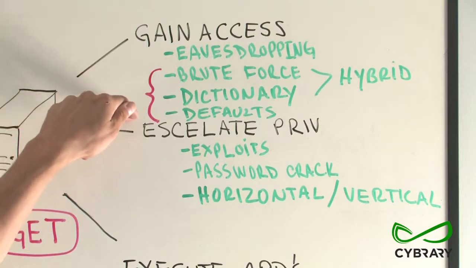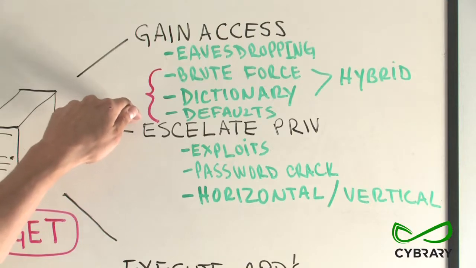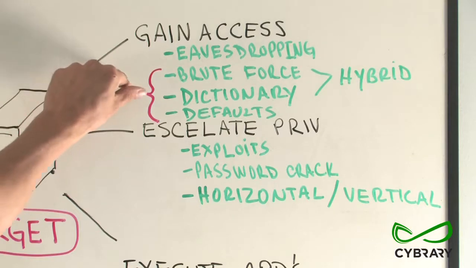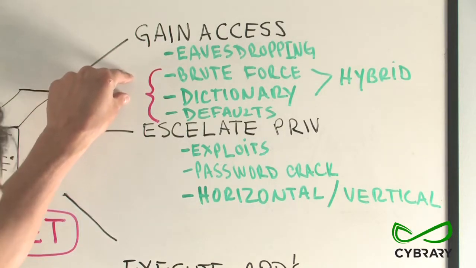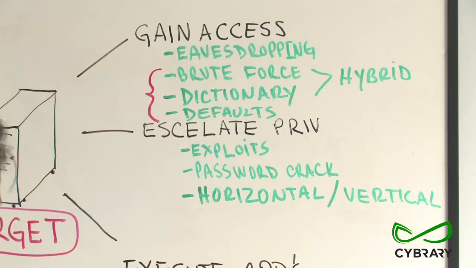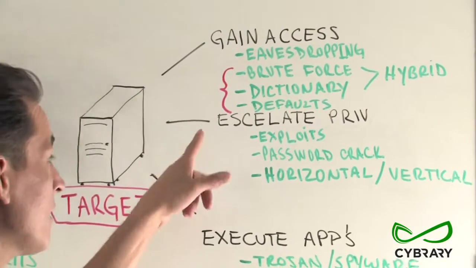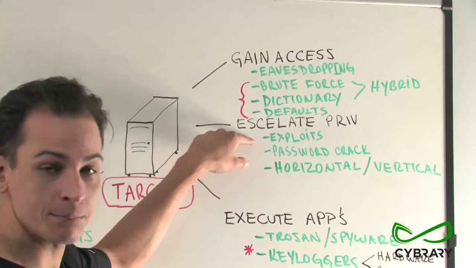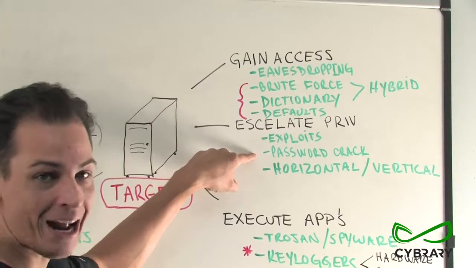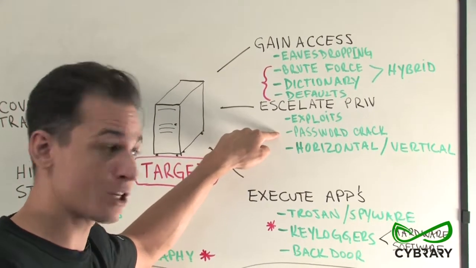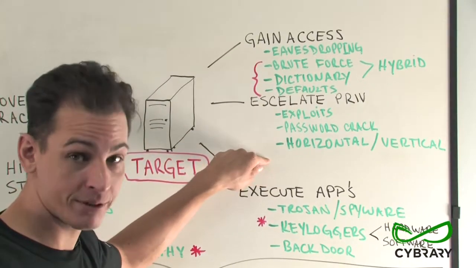Then defaults. You could just Google default usernames and passwords. If that gets you access, great. Low-hanging fruit. Or the hybrid technique, which is traditionally brute force and dictionary. At a minimum, you must master these ways of gaining access to a system. Once you gain access to that system, then, okay, let's get more privileges. All right? So this is where exploits come in, or additional password cracking techniques, because you might have access as a guest, but now you want to go after the administrator or some other higher privileged account.